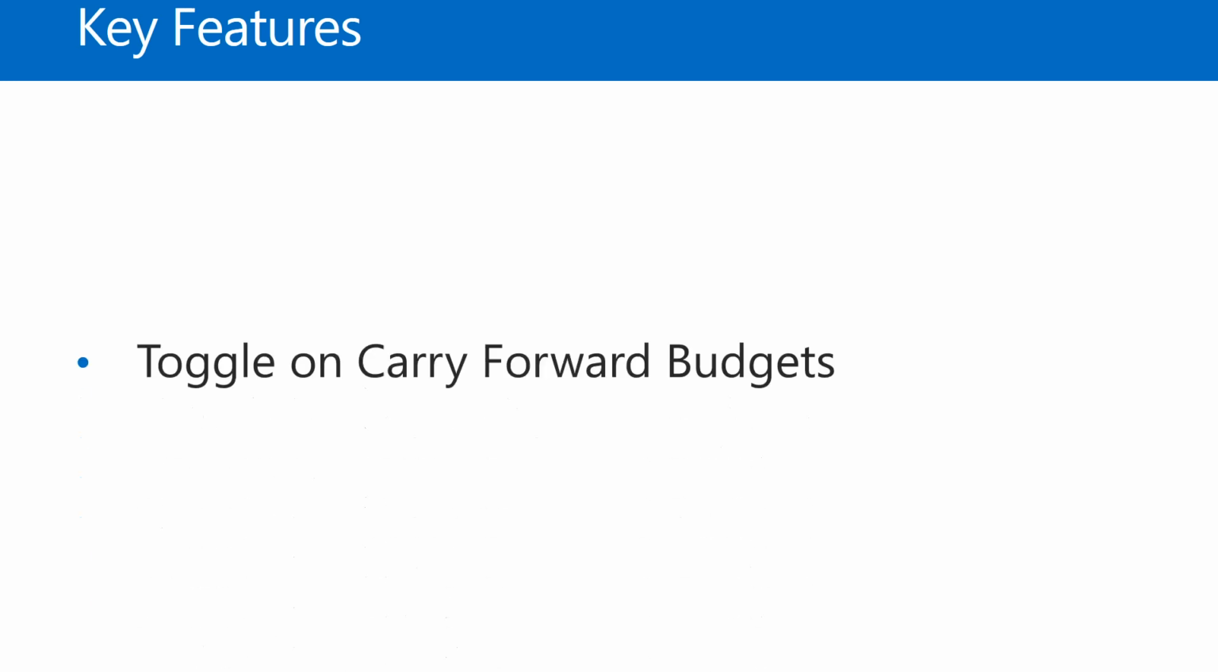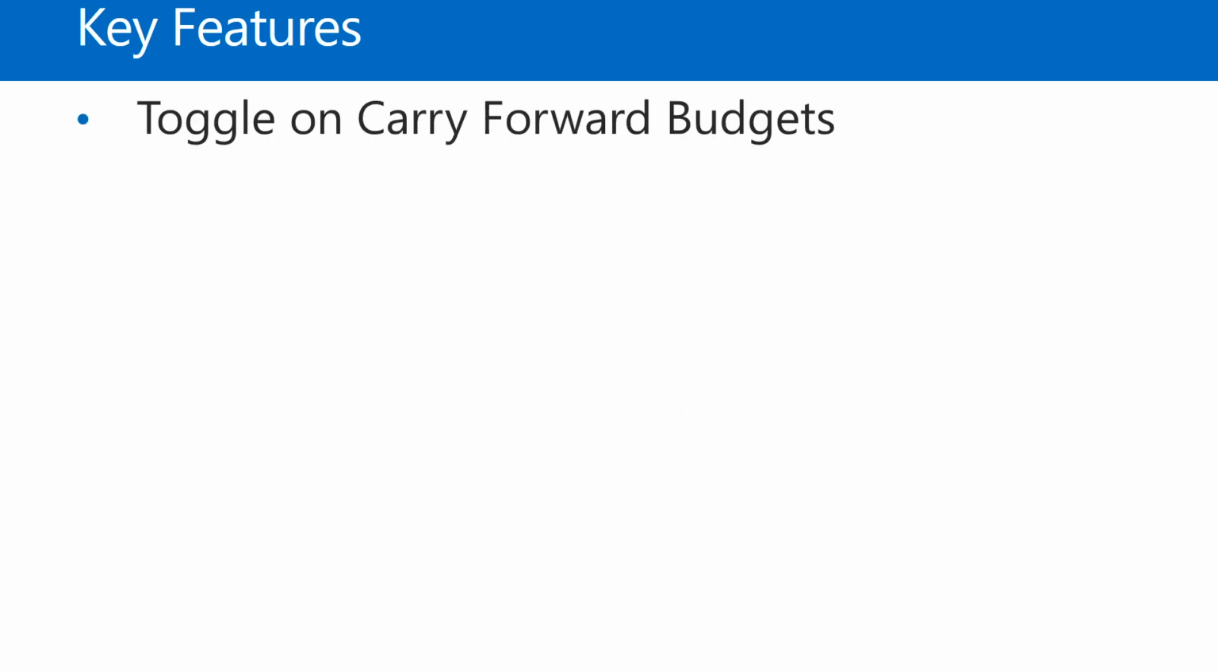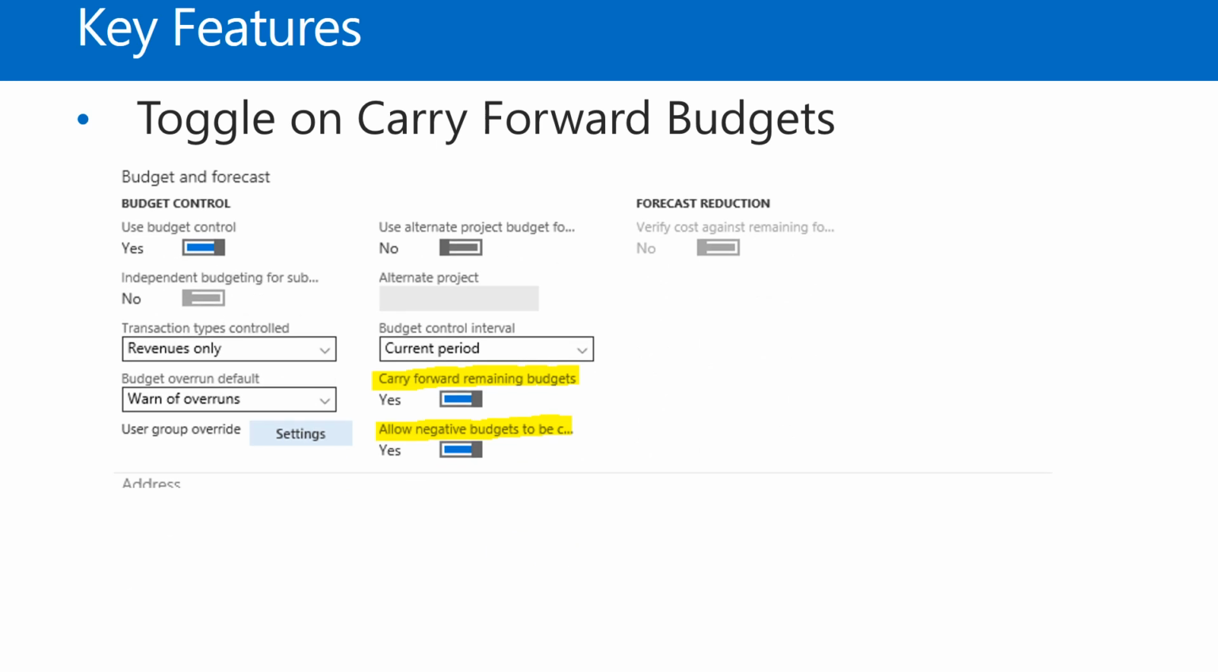What are some of the key features of the carry forward budget functionality? Basically, you have to toggle a specific project to be enabled for carry forward budgeting. So when you set up the project management and accounting budget and forecast parameters, you can see the two highlighted ones are carry forward remaining budgets, and that enables your project to carry forward the budget. And then the bottom one is allow negative budgets to be carried forward. So if your budget does run negative for a specific fiscal year, you can run it forward as well, and it will go into the next year with a negative value.